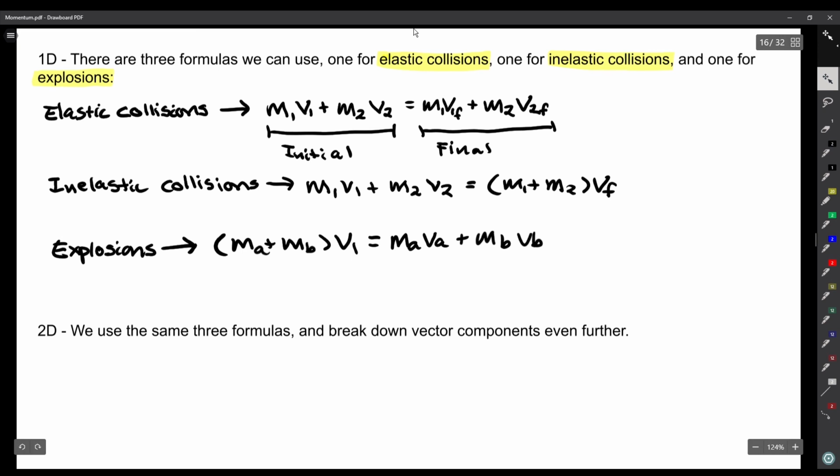Now, for 2D collisions, which I showed you the X and Y components of a couple minutes ago, we use the same 3 formulas, except we break down the vector components even further, again with the X and Y components.